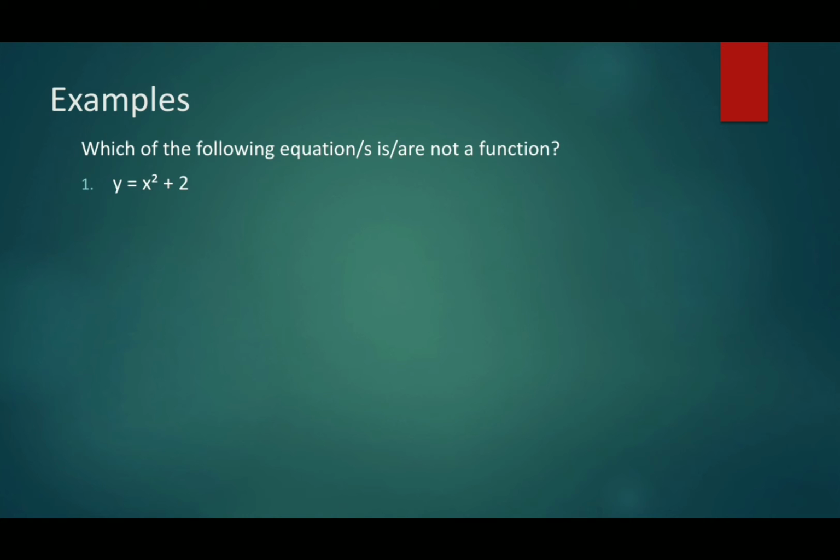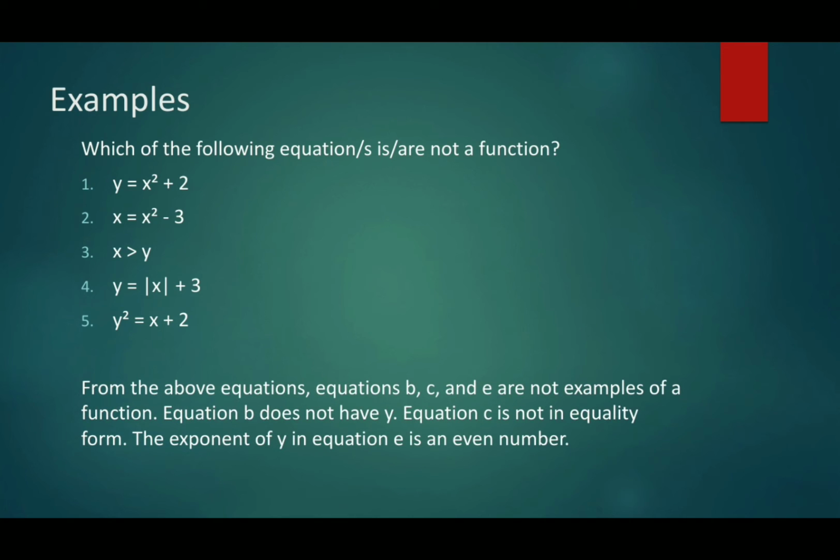Number 1, y equals x squared plus 2. Number 2, x equals x squared minus 3. Number 3, x greater than y. Number 4, y equals absolute value of x plus 3. And number 5, y squared equals x plus 2. So, pwede na kayo manghula kung ano yung sagot nyo. Okay? Ibubulgar na. So, from the above equations, number 2, number 3, and number 5 are not examples of a function. Equation 2 does not have y.